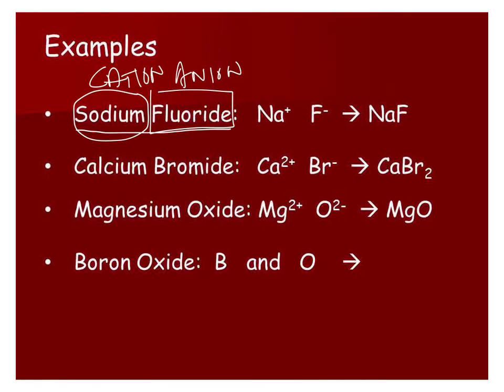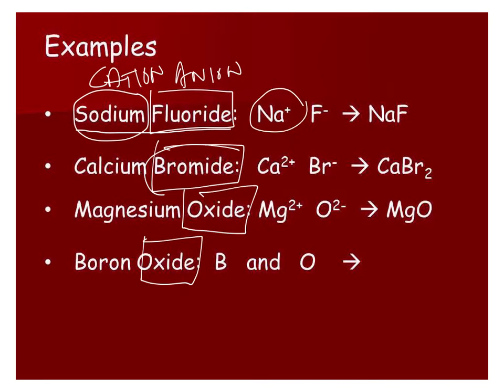Cation, anion. Calcium, again, is going to be my cation because it's my metal atom. Magnesium, again, cation. Boron, again, cation. And then the rest of them, the bromide, the oxide, and the other oxide are all going to be my anions. So you can see here, once I know this is my cation, here's my anion. Fluoride means F minus, and then I get my chemical formula here, right?